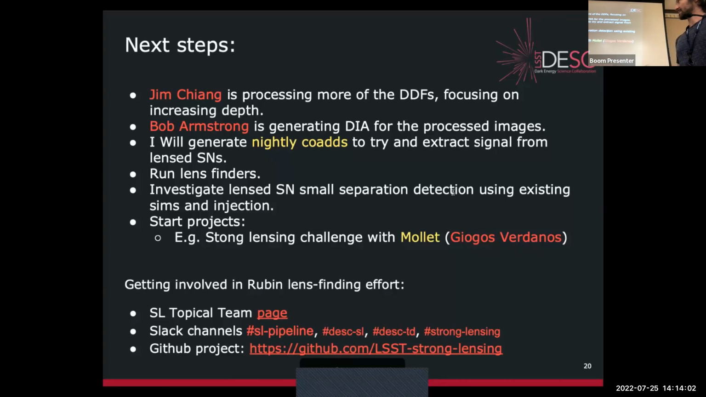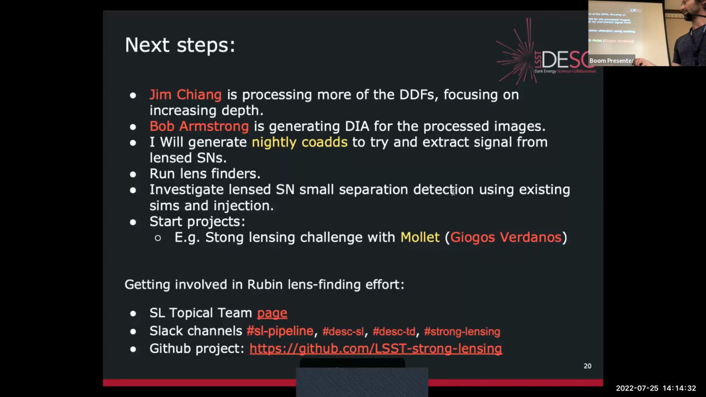And I think the next steps are really to start building projects around these tools and around these data sets. To start running lens finders, whether they are in the static domain or in the time domain. Investigate the small separation for supernovae, how we can detect them, and we've seen this morning that there are tools to detect even unresolved lensed supernovae, so that's really super exciting.